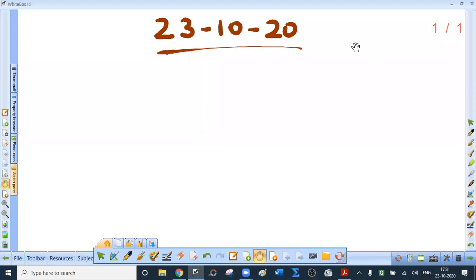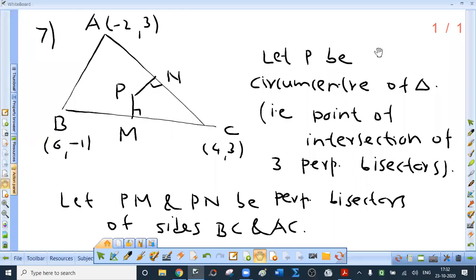Good evening. We start with sum number 7. Find the coordinates of the circumcenter of the triangle whose vertices are A(-2, 3), B(6, -1) and C(4, 3). Basically, what is circumcenter?